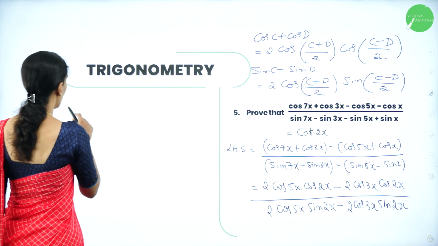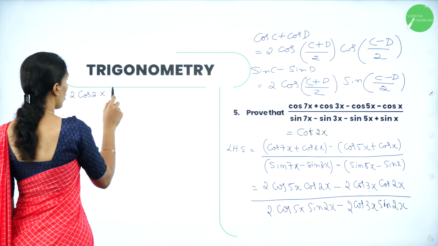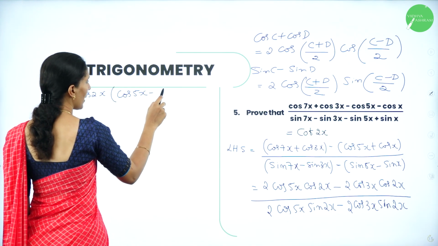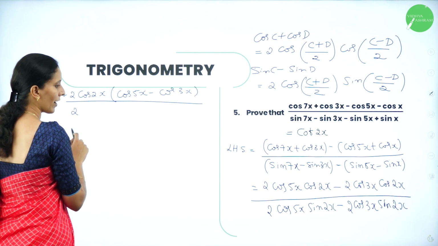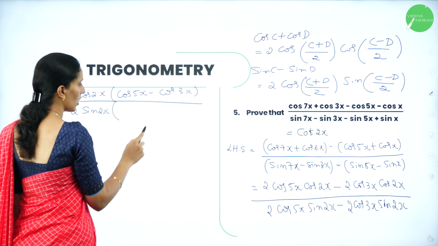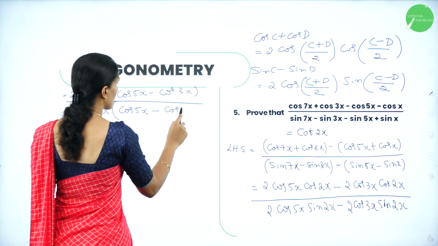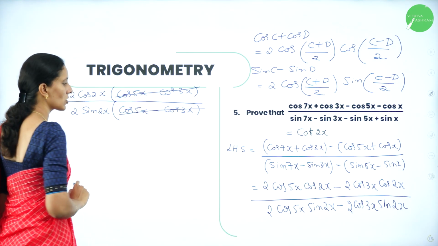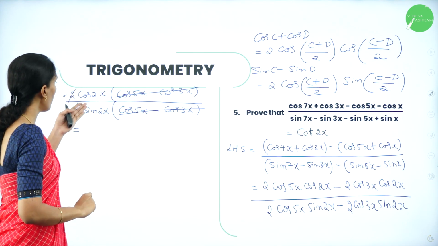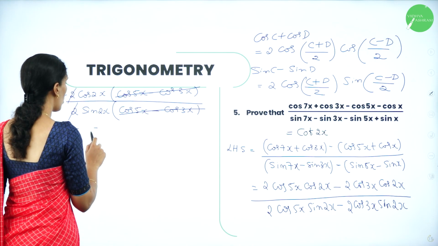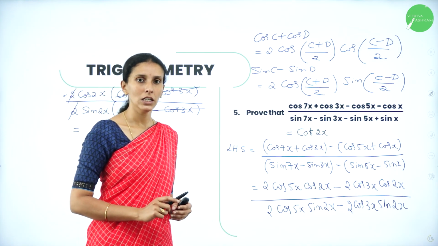Now in the numerator you have 2 as a common factor and cos 2x as common factor. So you are left with cos 5x minus cos 3x. Again in the denominator you have 2 as a common factor, sin 2x. So here you have cos 5x as common along with this cos 3x. So you can cancel cos 5x minus cos 3x in both numerator and denominator, also 2 and 2. Now this is in the form of cos by sin. Cos by sin is nothing but cot 2x. So that is the right hand side. Hence, we have proved the result.